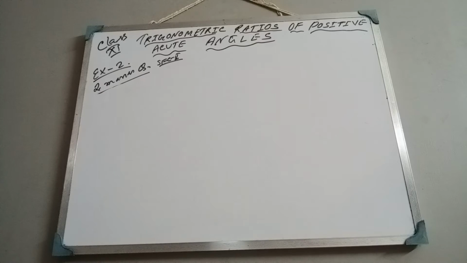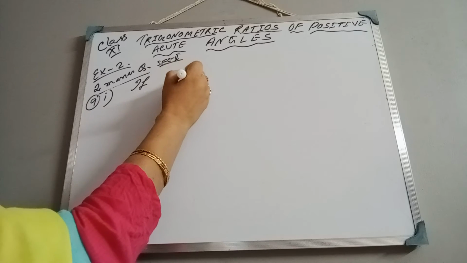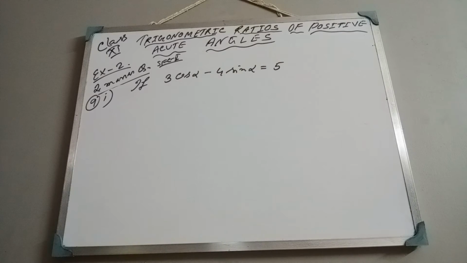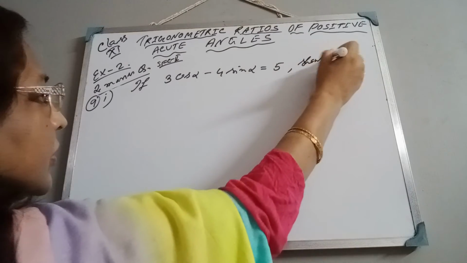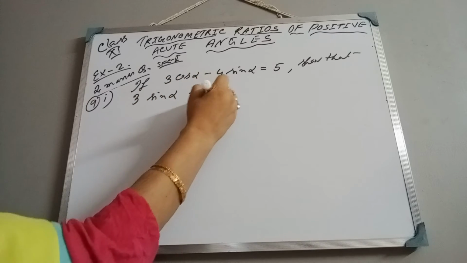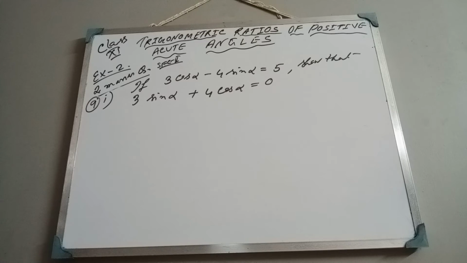Sum number 9 part 1. What's the question? If 3 cos alpha minus 4 sine alpha is equal to 5, show that 3 sine alpha plus 4 cos alpha is equal to 0. If 3 cos alpha minus 4 sine alpha is equal to 5, show that 3 sine alpha plus 4 cos alpha is equal to 0.